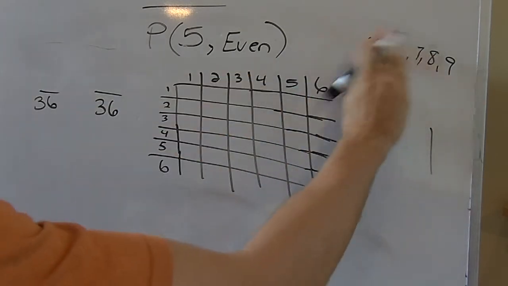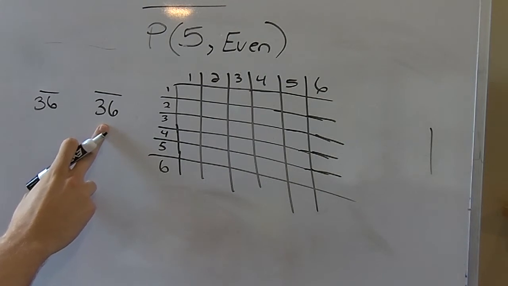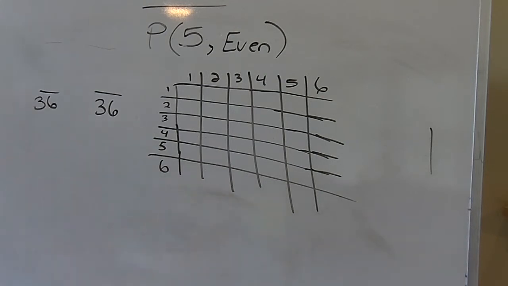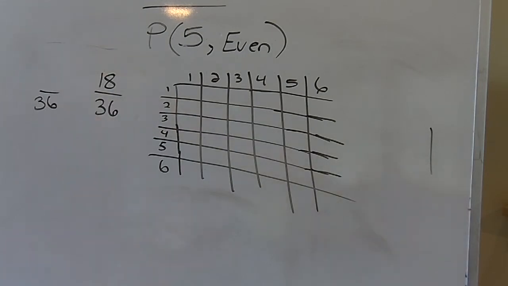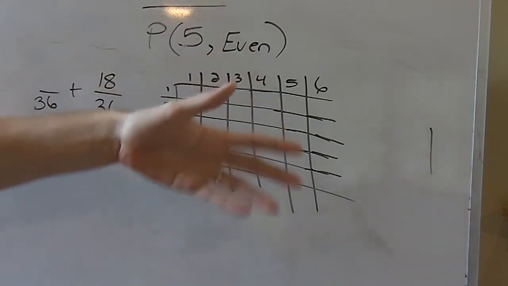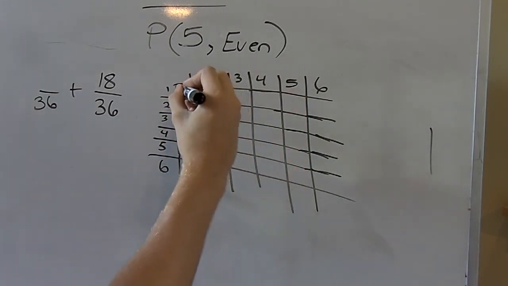Same concept applies over here. I have 36 total sums, so 18 of them must be even sums, just because of the way evens and odds work. Every other number is even. So that one's pretty simple. The harder one is figuring out how many of those sums equal exactly 5. So that's where the chart comes in handy.